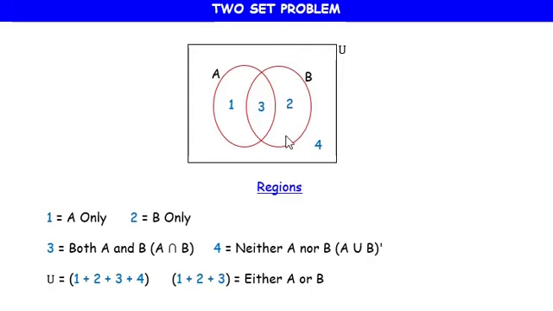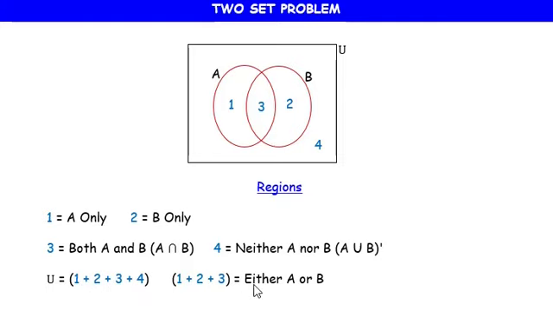So let's look at what each region represents. Region 1 represents A only. Region 2 represents B only, right? Region 3 represents both A and B, that is A intersection B. Region 4 represents neither A nor B, or the complement of A union B. And then our universal set is simply the summation of all four regions. So region 1 plus region 2 plus region 3 plus region 4, right?